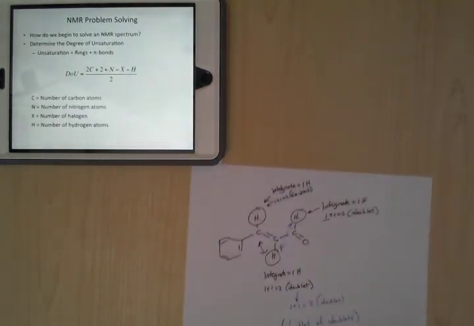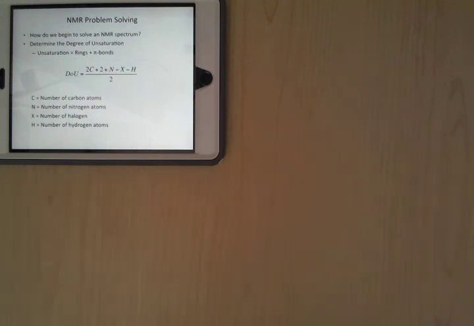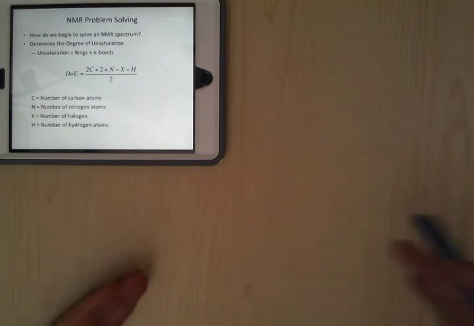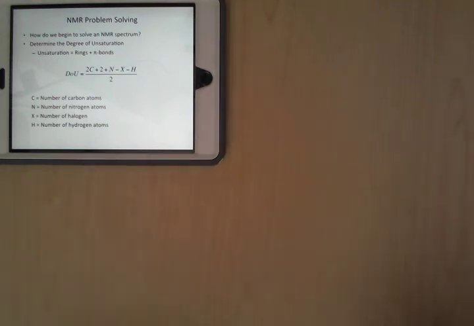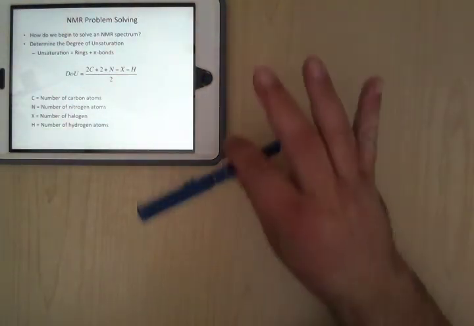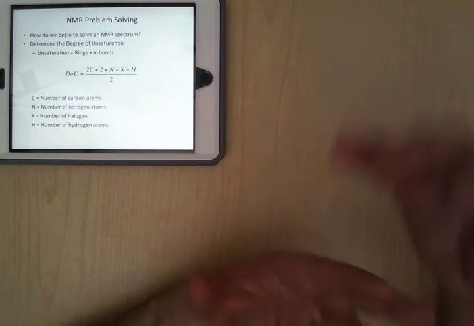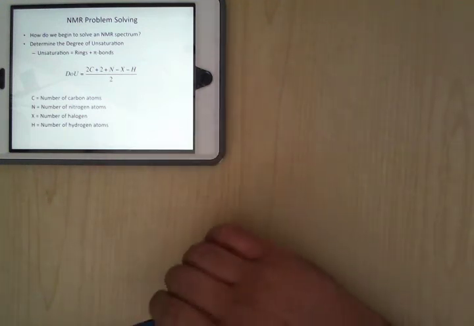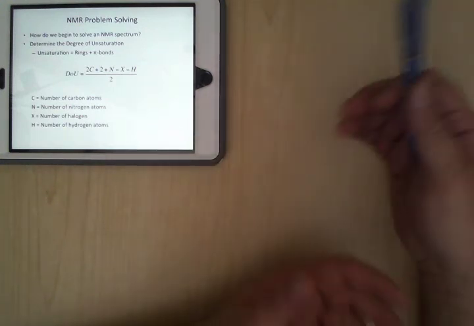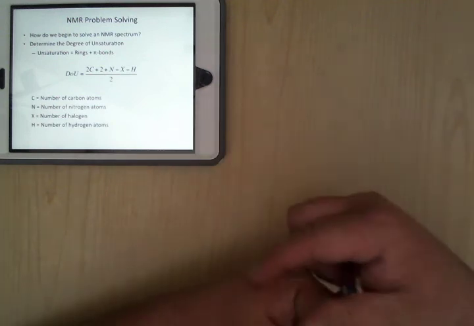Okay, so how do we solve these problems? I was trying to figure out a way to standardize a way of thinking about these. It's a little more complicated than that, but it's not horrible. When you get a formula, one of the first things to do is to go ahead and do the DOU. It gives you some information on what the molecule might look like. So just run the DOU.